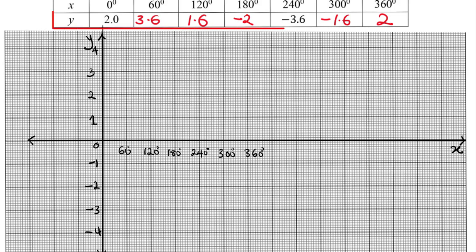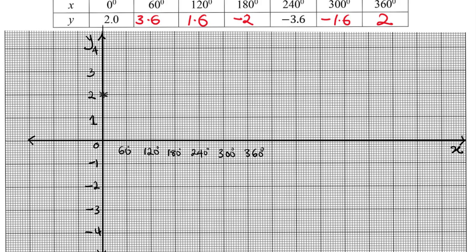So we already have the values here. Let's plot it. When x is 0, y is 2. This is our x-axis, 0 already here, right? So y is 2. Let's locate 2 on the y-axis. This is 2, right? So we'll start the point. The next one is when it is 60 degrees, it is actually 3.6 on the y-axis. So 60 degrees, of course, you know that this is 60 degrees. It is 3.6.